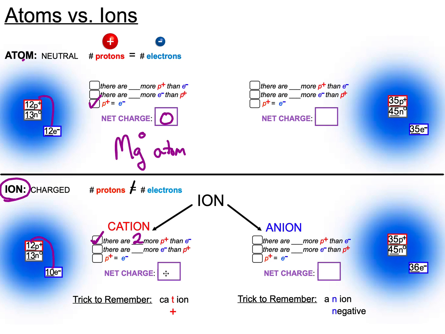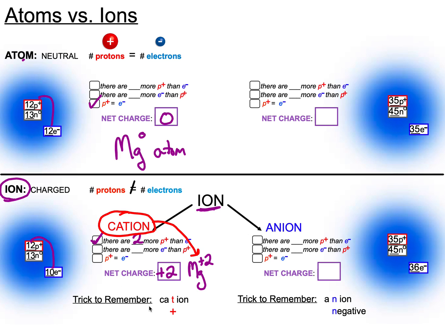I ask myself 2 questions. What are there more of? Positives, protons. How many more? 2 more. That's my charge. So I would write Mg plus 2, or Mg2 plus, whatever you want to write. Now, we have another word. We would call this an ion, but we have another more specific word that means it's not only an ion, it's a positively charged ion, and we call that a cation. Cations have a positive charge.